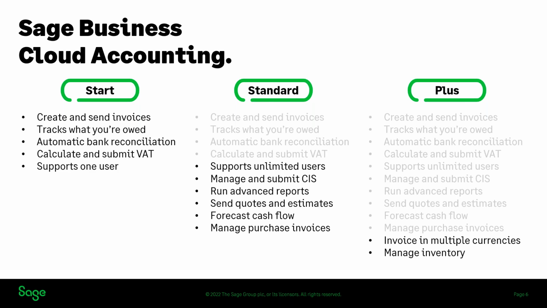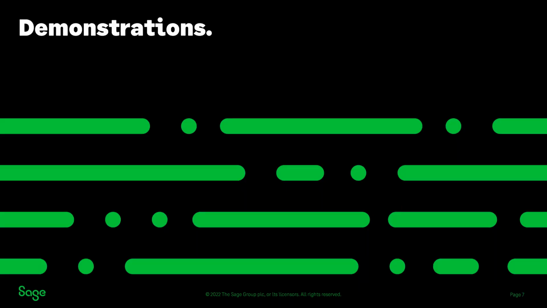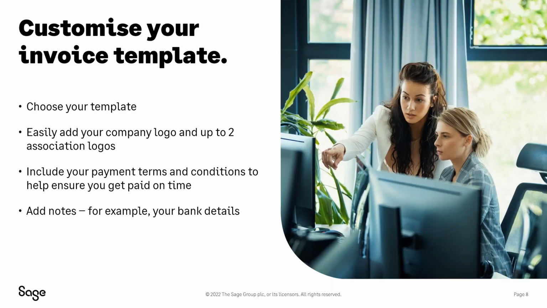Right, okay, let's crack on and we'll get stuck into some demonstrations. And the first area that we're going to look at with you today is customizing your invoice templates. Now, I think this is a good example of how we keep it as simple as possible. So you're going to be provided with a number of templates, and it's really just a case of you choosing which is more suitable for your business. So even just which you like the look of the best. It's easy to add your company logo and also up to 2 association logos. We'll include this in the demo in just a moment.